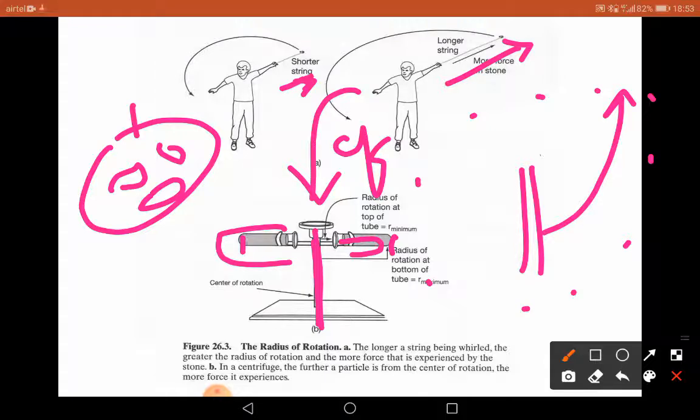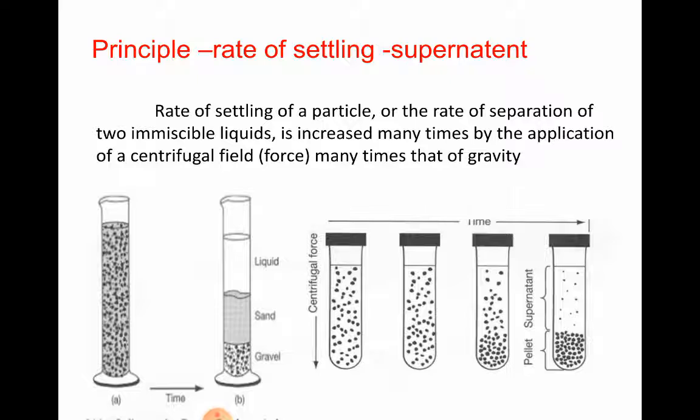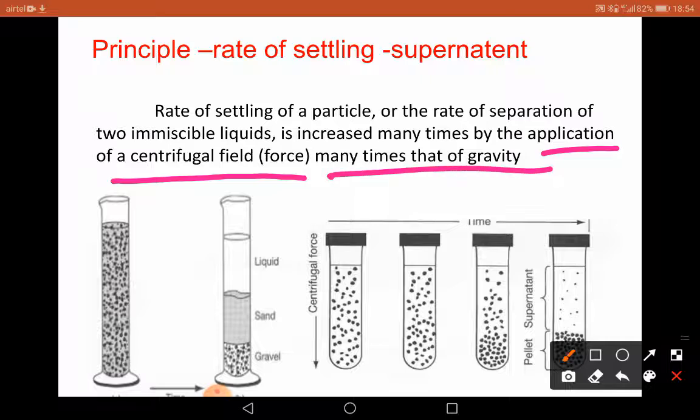In the last fraction we will get the ribosomes, because they have very low density. They settle at very high speed of centrifuge. So the principle is rate of settling, and all these things we need to see. The rate of settling of a particle, or the rate of separation of two immiscible liquids, is increased many times by the application of a centrifugal field or force, many times that of gravity.